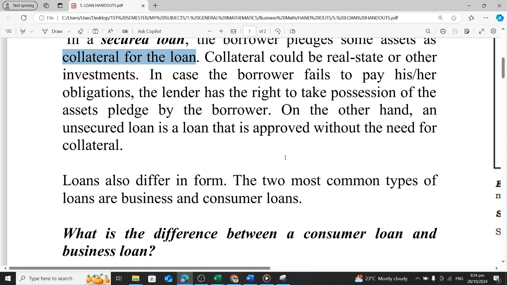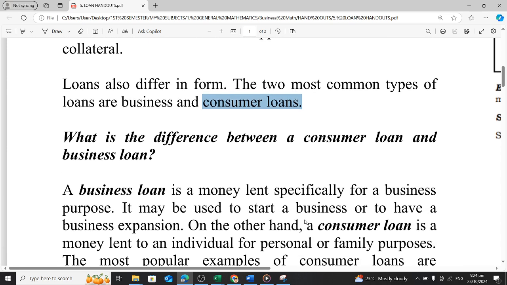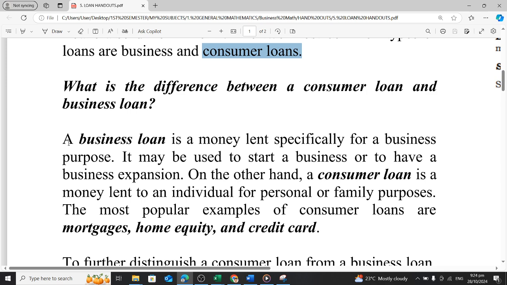Loans can differ in form. The two most common types of loans are business and consumer loans. So again, what is the difference between these two? A business loan is money lent specifically for a business purpose. It may be used to start a business or for business expansion. So example, mangutang ka og kwarta sa bangko para magpatukod og negosyo, halimbawa sari-sari store. So that is a business loan.